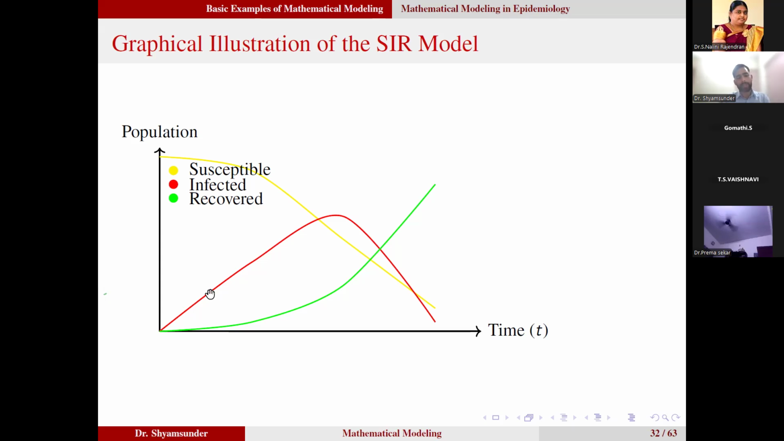After some time, some infected people recover, so recovery also starts. Sometime after, the susceptible population decreases totally and the infected population also decreases, and the green line shows the recovered population increasing. This kind of disease behavior is an important part of COVID-19, and many models have been developed for studying COVID-19, like SIR, SEIR, SIRS, and many other types.